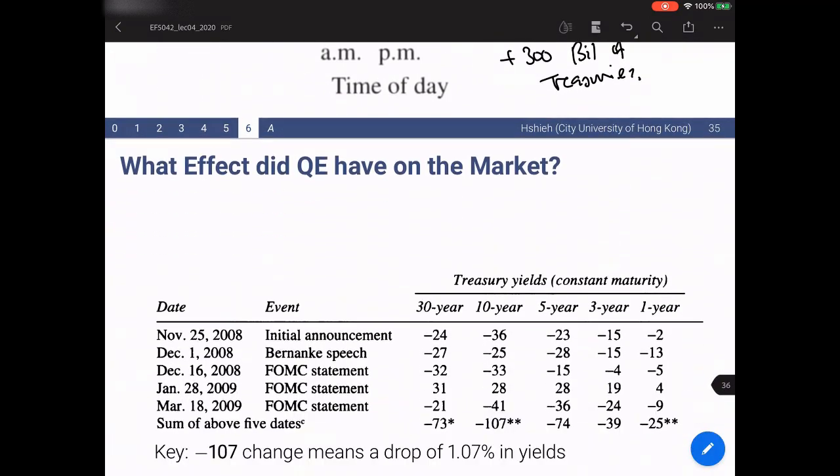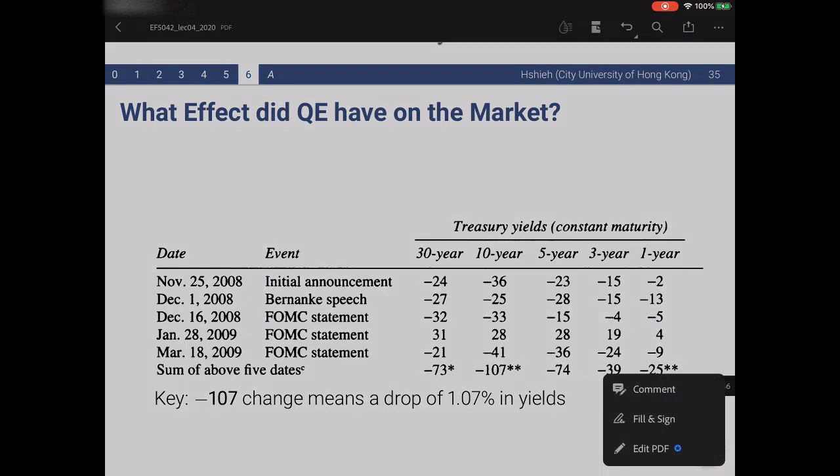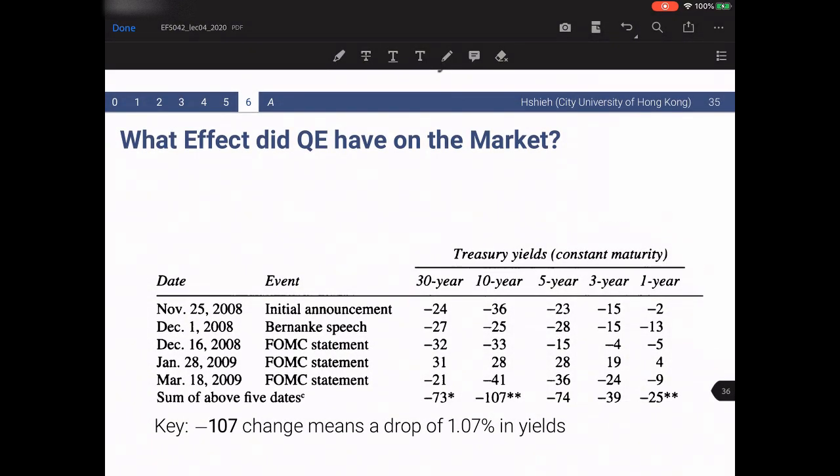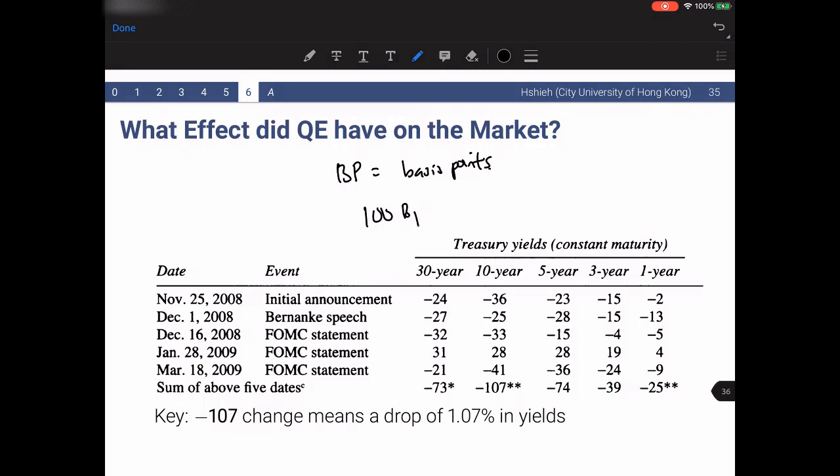This table summarizes the announcement effects of various quantitative easing monetary policies. To remind you again, these are all in basis points. BP equals basis points, and 100 BP corresponds to 1%. And the 0.4% that I mentioned earlier is this number here.